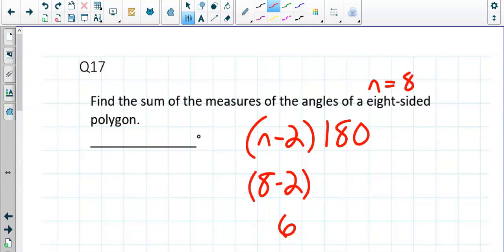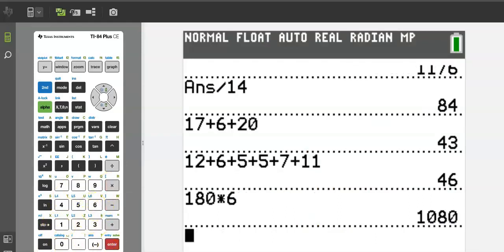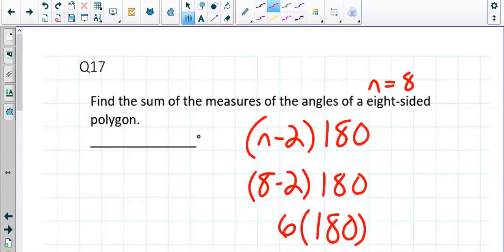And we know that all the angles inside a triangle add up to 180. So all we really need to do is take 180 times 6, and we have our answer. So 180 times 6. 1,080 degrees is what all those angles will add up to. In an octagon, that's what all the interior angles will add up to. Okay?